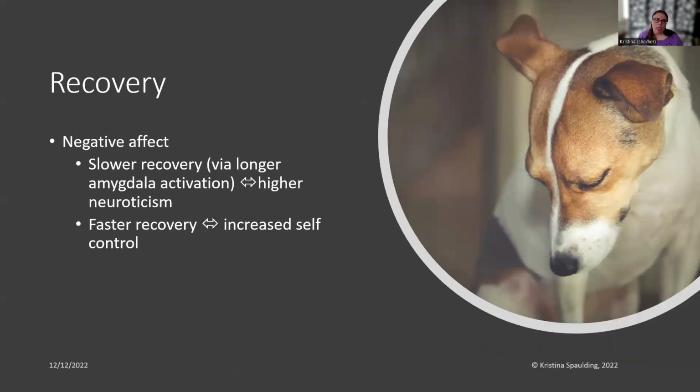The third R is recovery. And if we look at recovery from negative affect, slower recovery from negative experiences is associated with higher levels of neuroticism, which is basically anxiety. And faster recovery, on the other hand, is associated with increased self-control. So those animals that take longer to recover from these stimuli are also likely to struggle more with behavior issues and with their environment than animals that have a faster recovery.